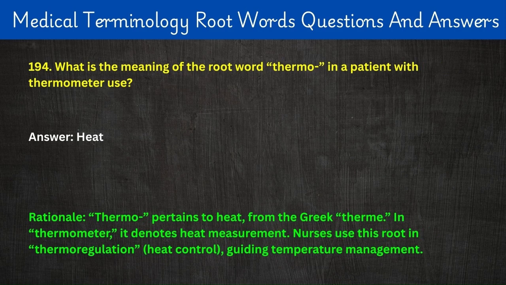194. What is the meaning of the root word thermo- in a patient with thermometer use? Answer: heat rationale. Thermo- pertains to heat, from the Greek therm. In thermometer, it denotes heat measurement. Nurses use this root in thermoregulation, heat control, guiding temperature management.